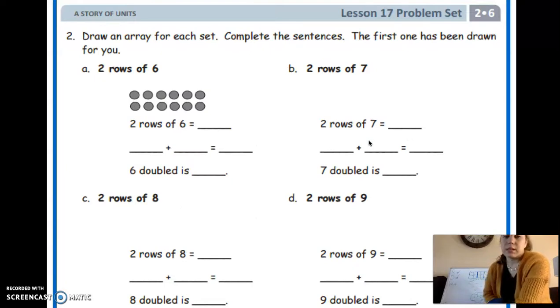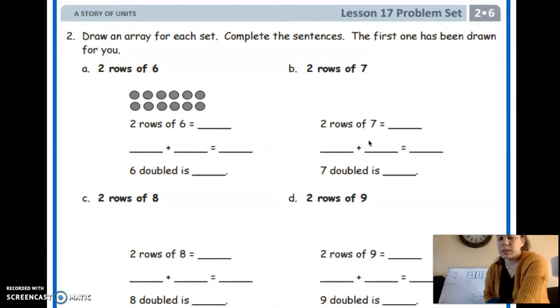Part 2 says, draw an array for each set. Complete the sentences. The first one has been drawn for you. So part A says 2 rows of 6. So they have drawn 2 rows of 6 circles for you. And they want you to write how much that equals. And then they want you to write the addition equation. So it would be 6 plus 6 equals what? And then 6 doubled is what?